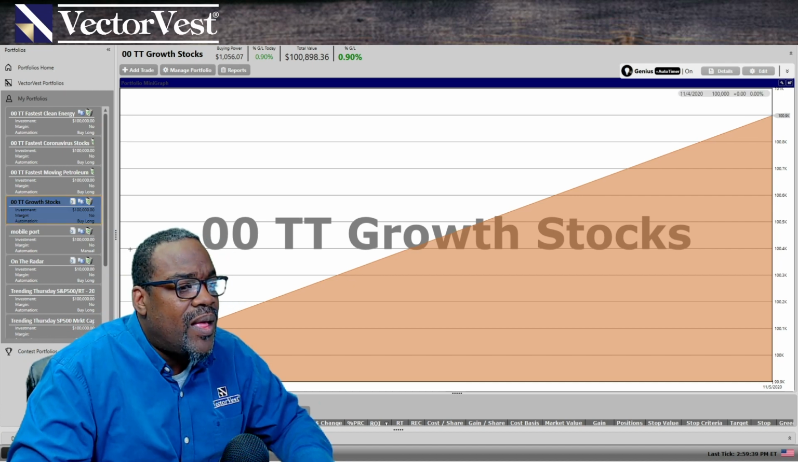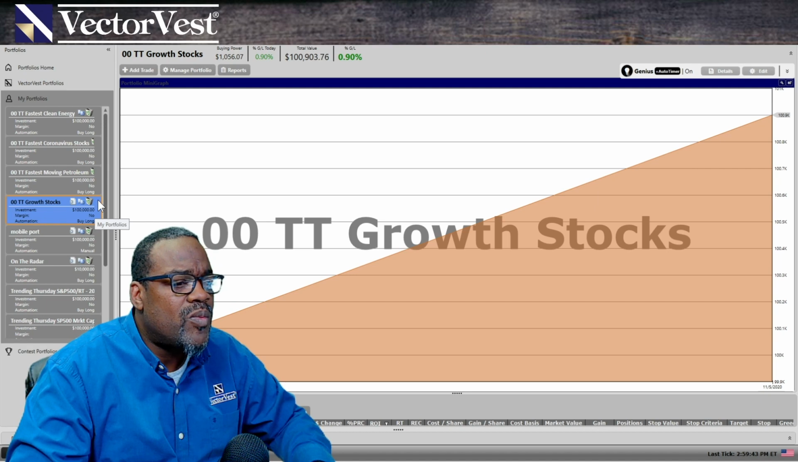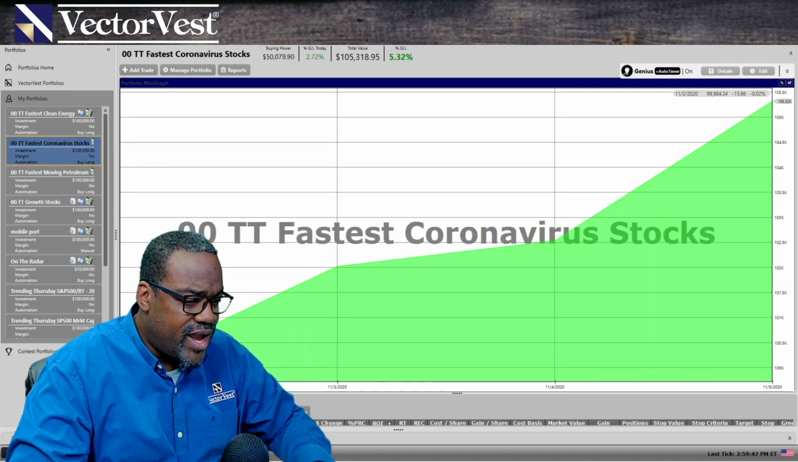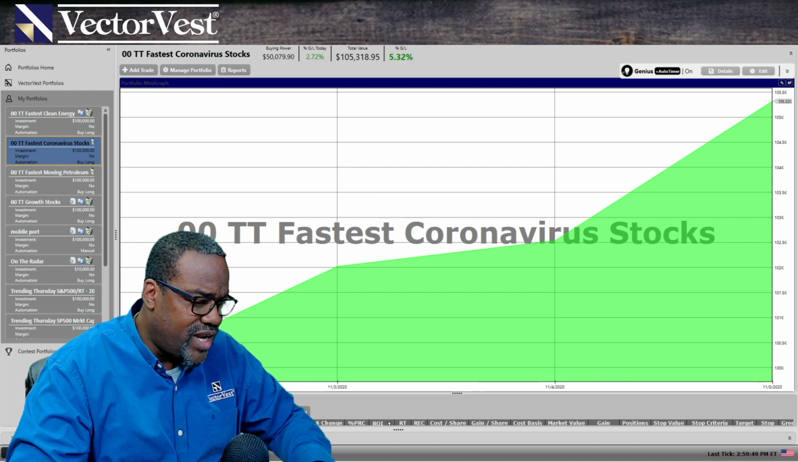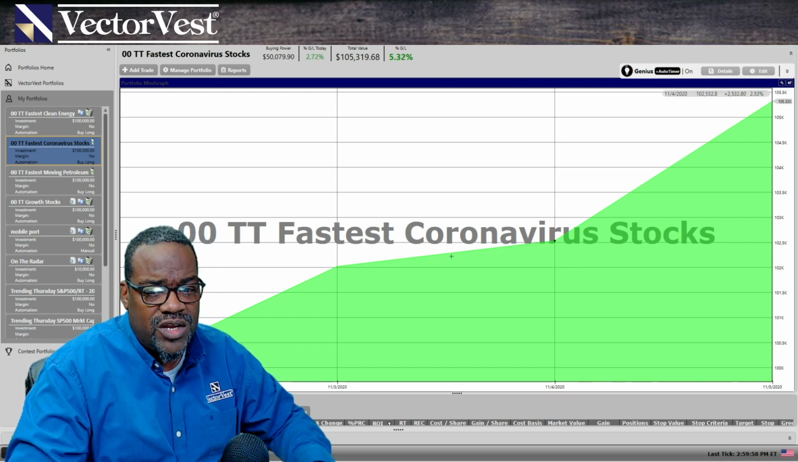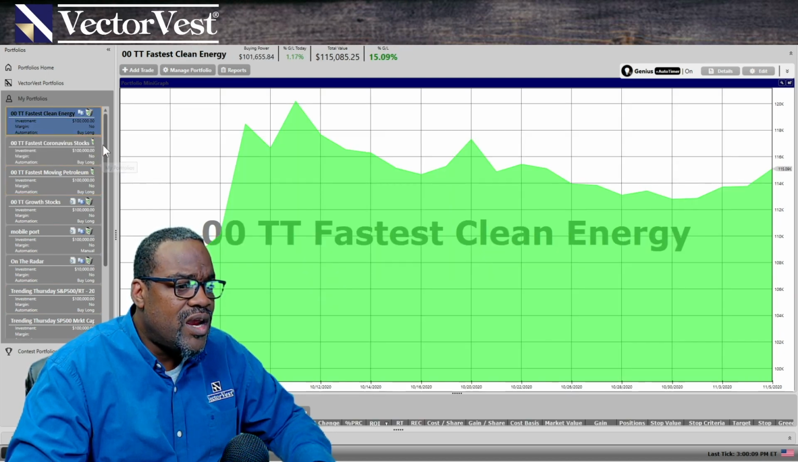Folks, let's talk about a couple of other portfolios that I'm running. How about on coronavirus stocks? I started that 3 days ago, 11/2. Look at it, up 5.31%. Folks, the stuff that we talk about here in Trending Thursday, all I'm doing is backing it up by looking at it in a portfolio. What else is in here? Fastest moving petroleum. We looked at the fastest clean energy.